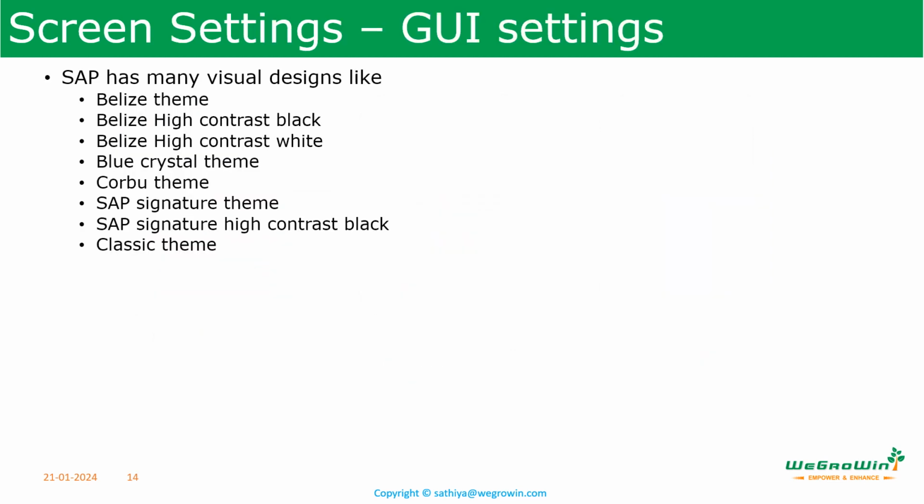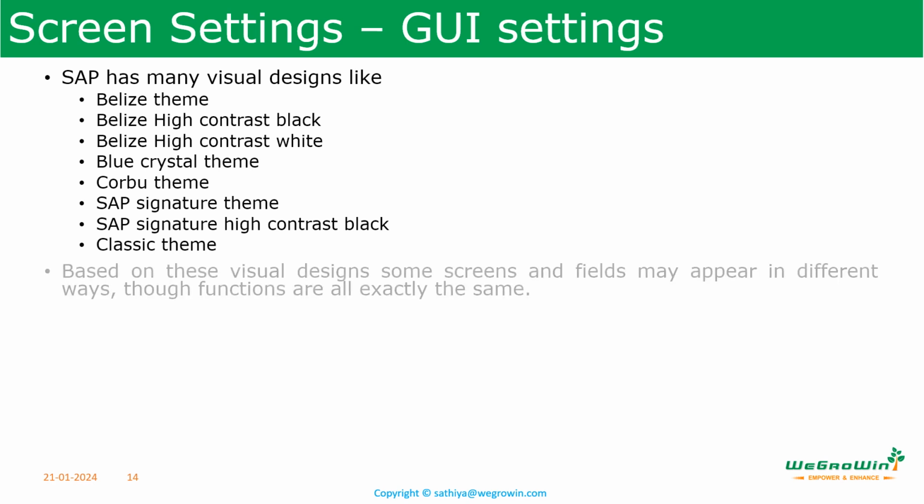The SAP screens we are looking at now can have a different appearance. This is called the GUI settings and also visual appearance. The visual appearance gives different visual designs with different names. What I listed here: Belize theme, Belize high contrast, and so on. Based on these visual designs, the fields appearing in the various screens will be in different places or have a different look, but the functions will be exactly the same.